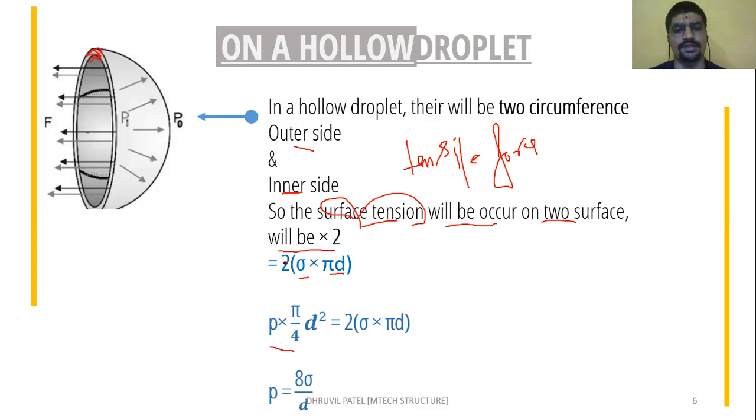The change is only that the tensile force will be multiplied by 2 because it occurs on the outer side and inner side both. So pi by 4 d square is equal to 2 into sigma into pi d. So the equation will be this: P is equal to 8 sigma by d. Why? Because this d and this d will be cut. The 4 will come here and it will be multiplied by 2. So 8 and sigma by the remaining d portion. Okay, I hope you understand.